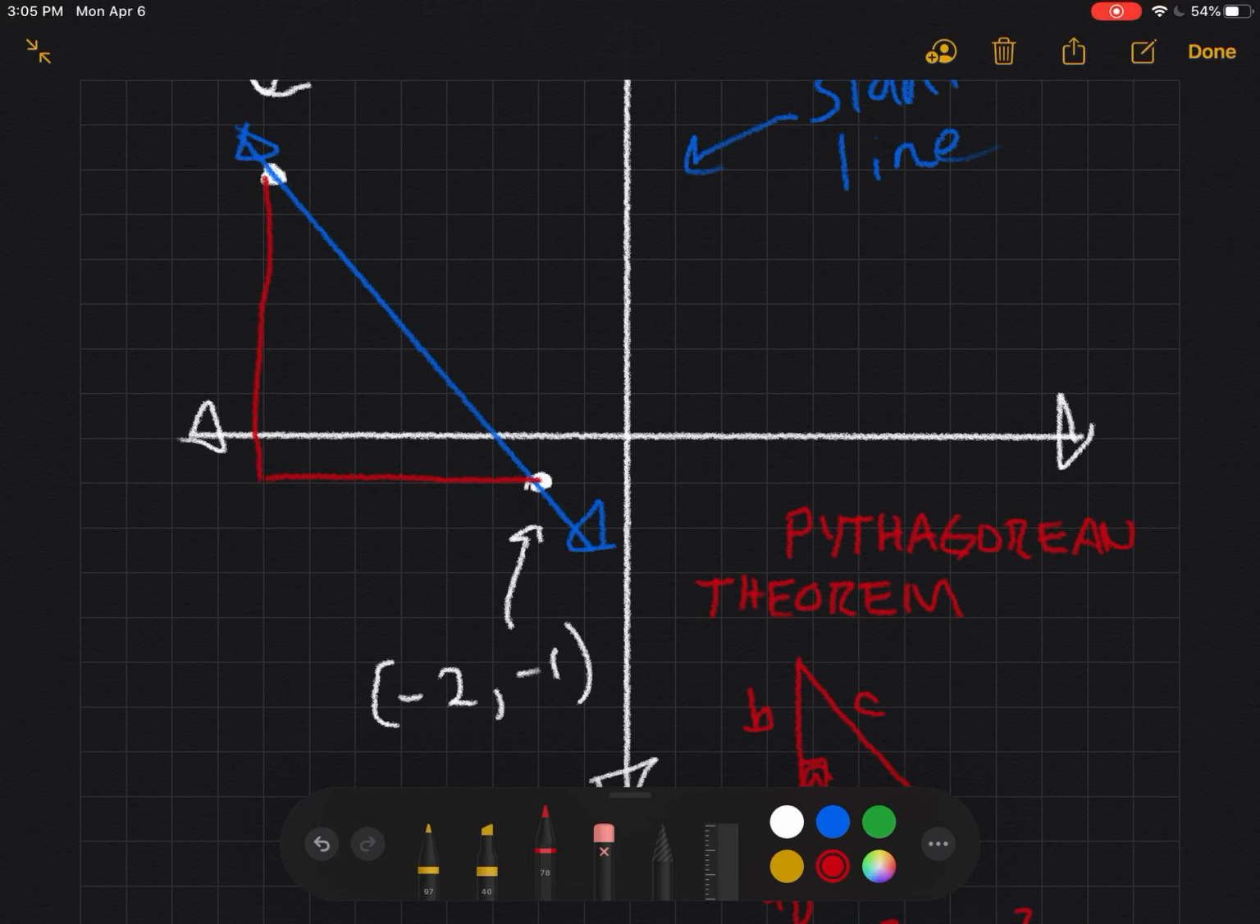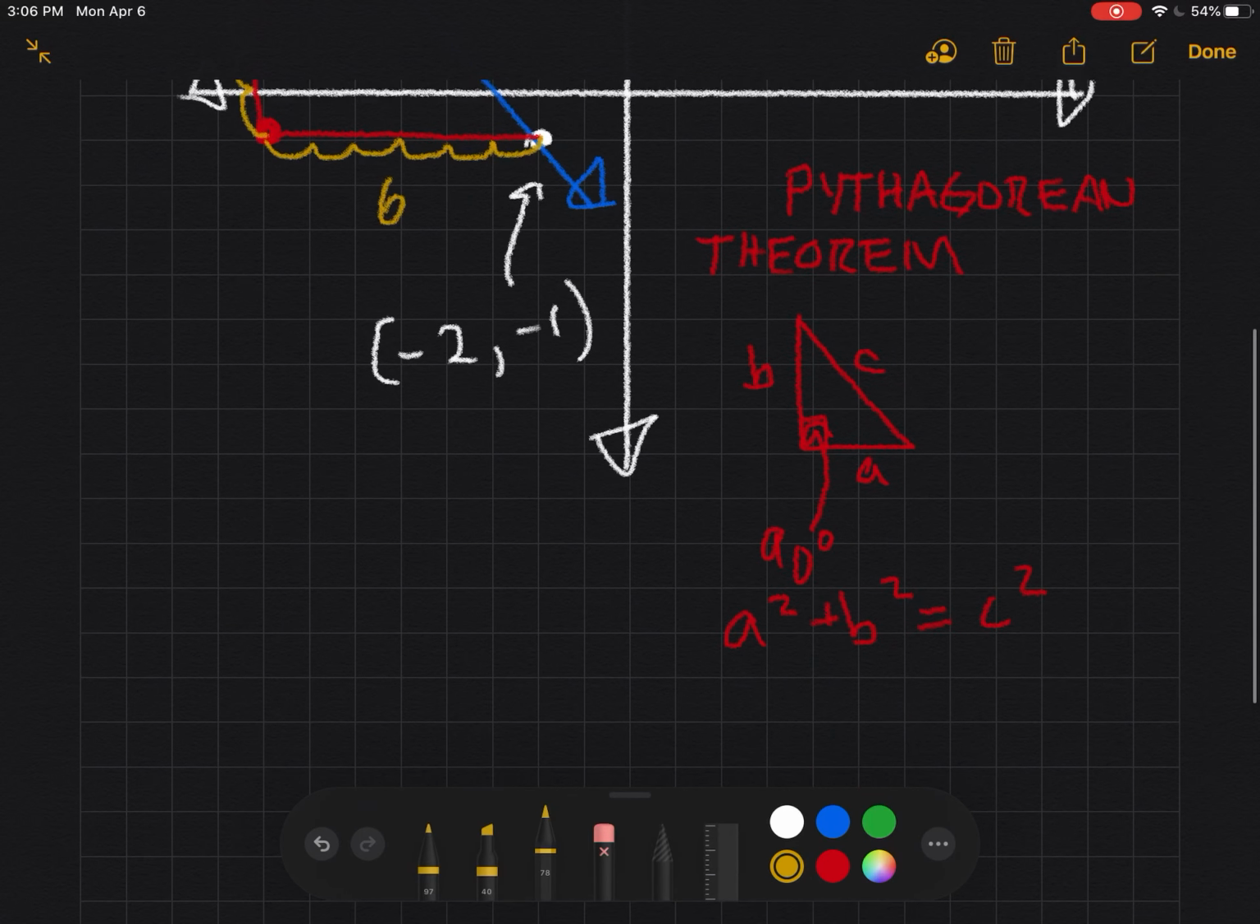Well, what I can do here is actually draw myself a triangle. And now I've got a right triangle here. And now I can actually do some counting like we did before. So I can count this way, 1, 2, 3, 4, 5, 6. So this distance is 6. And I can count this way, 1, 2, 3, 4, 5, 6, 7. This distance is 7. And what I want to know is this distance.